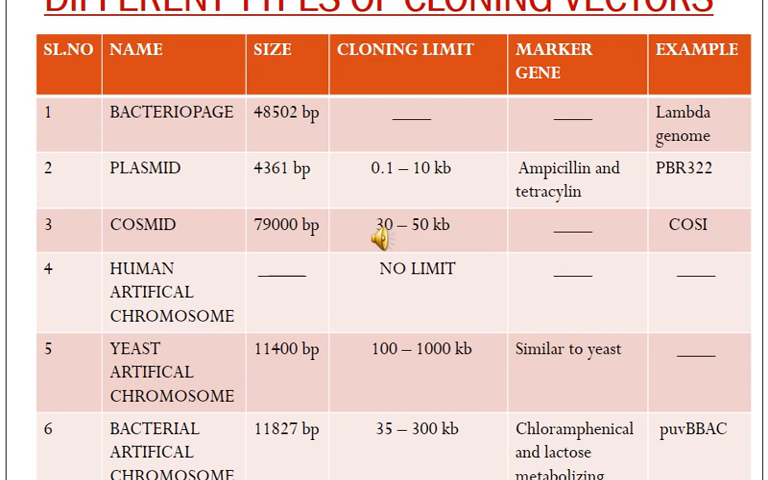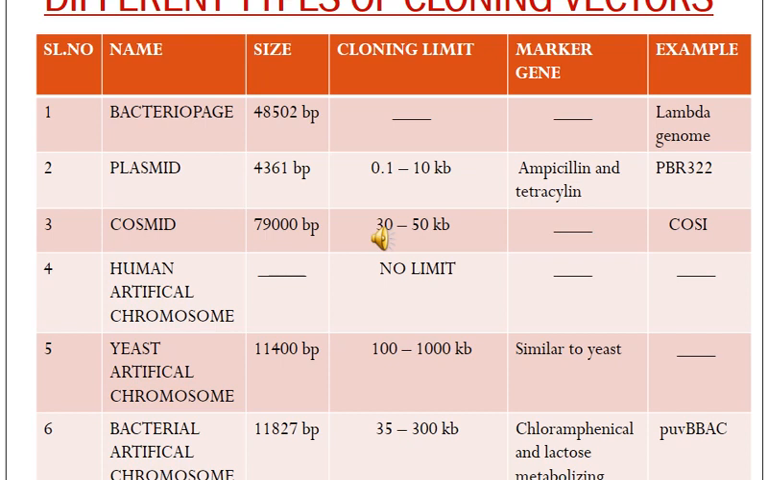And coming to the fifth, yeast artificial chromosome. It has a size of 11400 BP, its cloning limit is 100 to 1000 kb, and its marker gene is similar to that of yeast. There is no example for yeast artificial chromosome.